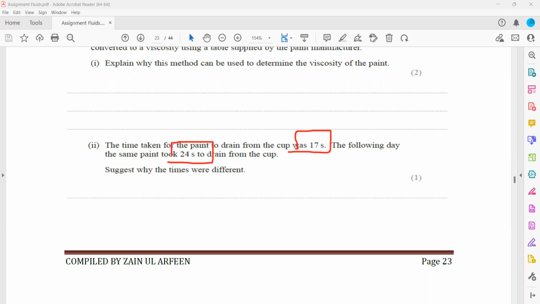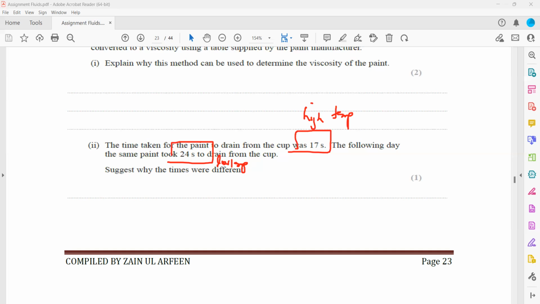Because the viscosity depends on the temperature as well. If the temperature decreases, the viscosity will increase. So on day one, the temperature was high. That's why it took a shorter time to flow. But on the other day, the temperature was low, so the viscosity increased and the time to flow also increased, as the time to flow is directly proportional to viscosity and inversely proportional to temperature.